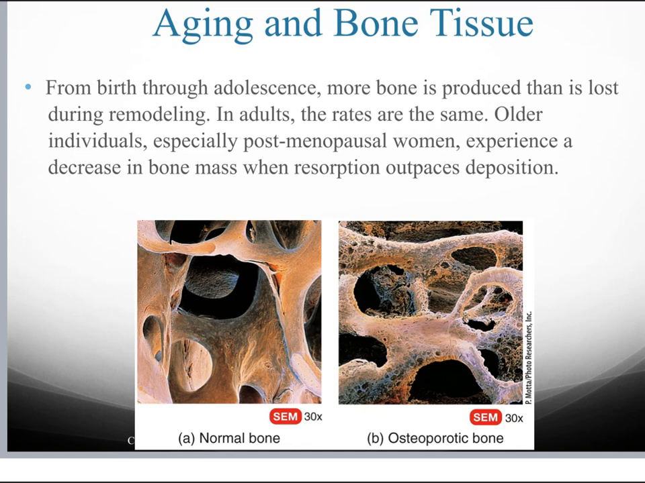Let's look at the scanning electron micrograph. Here's normal bone. Nice, healthy struts are maintained, the bone looks good. But look at the osteoporotic bone. Look at all these holes. These little osteoclasts are getting in there and eating their way through the bone, and the osteoblasts can't keep up with all that activity, and the bone becomes fragile, weakened, and more prone to breaking.